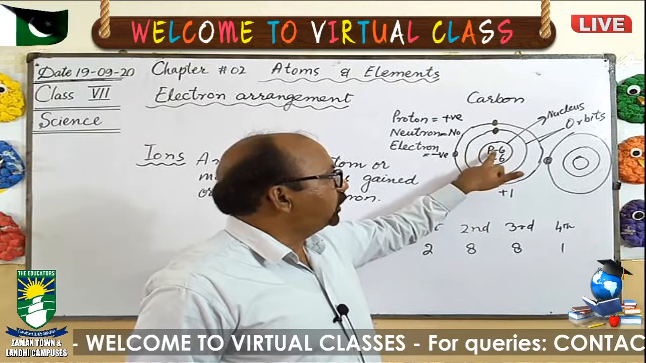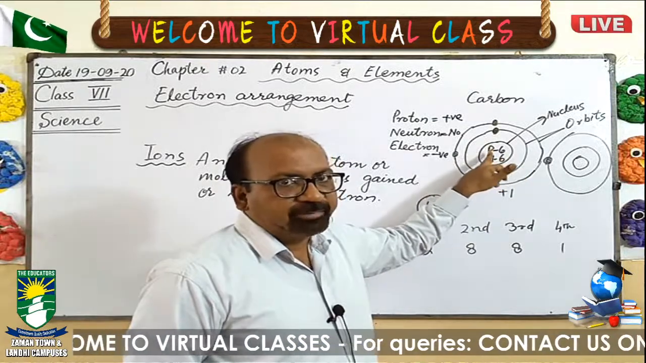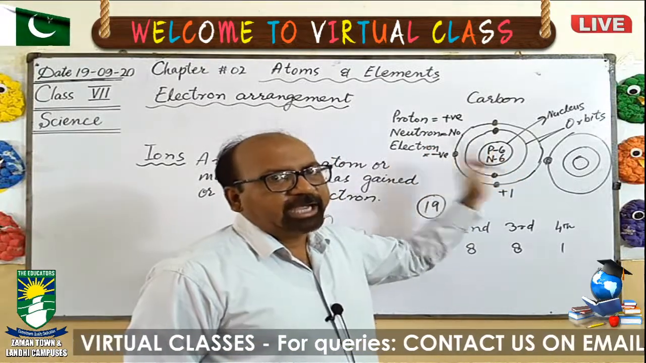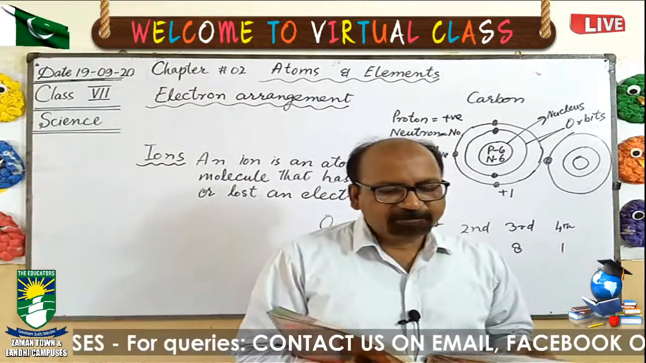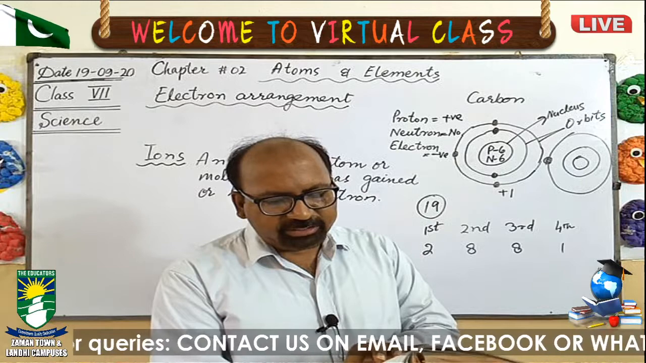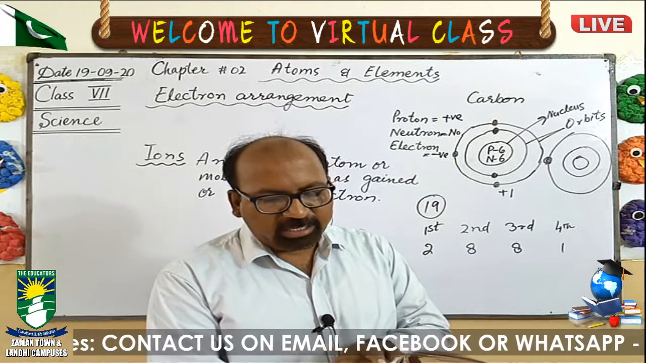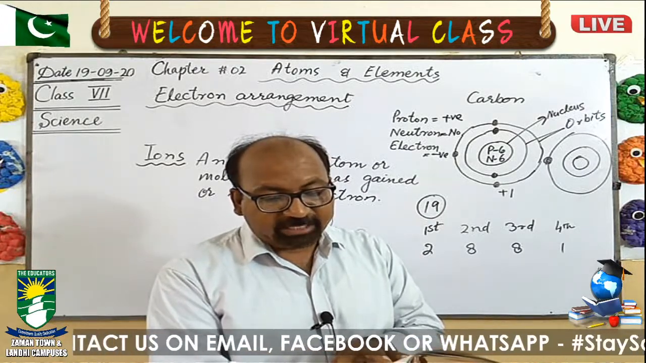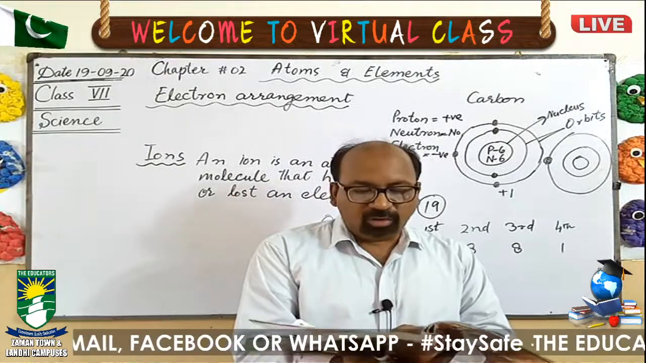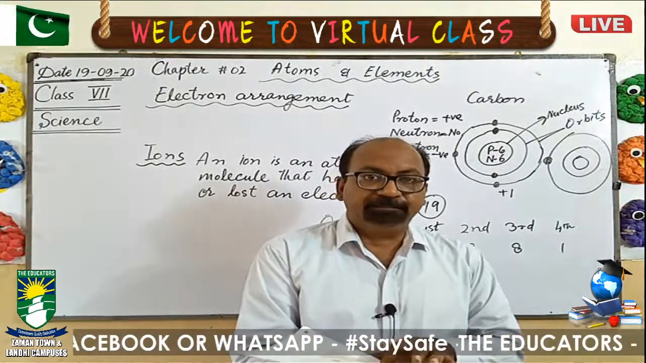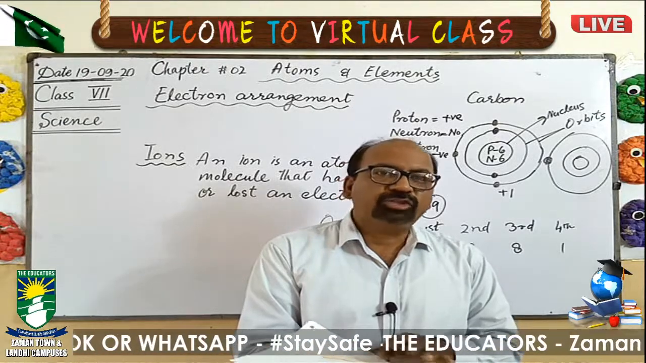But if we change the number of protons, it means we are going to change the type of the element. Because just see that hydrogen has one proton, helium has two protons, lithium has three protons. For example, if we add one proton in helium, it will become lithium. So we are going to change the element.